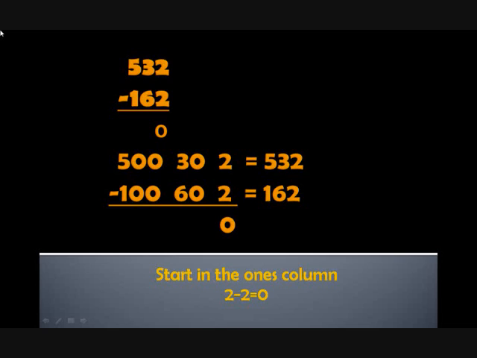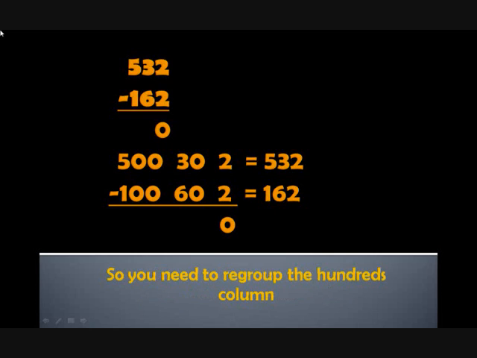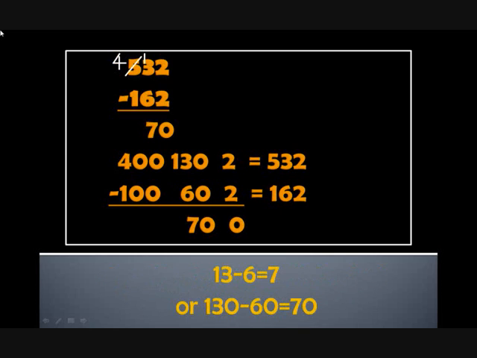As stated before, we always start in the ones column, so 2 take away 2 equals 0. Moving on to the tens column, you have to ask yourself, can you take away 60 from 30? Well, no, that's not possible. So what do we need to do? We need to regroup. We need to move 100 from the hundreds column into the tens column. So our 500 becomes 400, and our tens column now becomes 130.